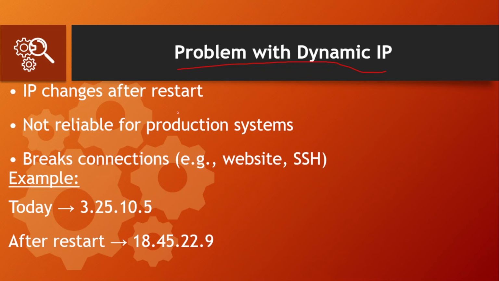For example, today your EC2 instance might be serving a public IP of this range. After restarting the instance, it could become this. Now imagine your website is using the old IP. Your SSH connection is saved with the old IP. Everything breaks. This is why dynamic IPs are not suitable for production systems. In the upcoming video, when we do the demo, you will get to know the drawback of this dynamic IP and what could be the solution to this.